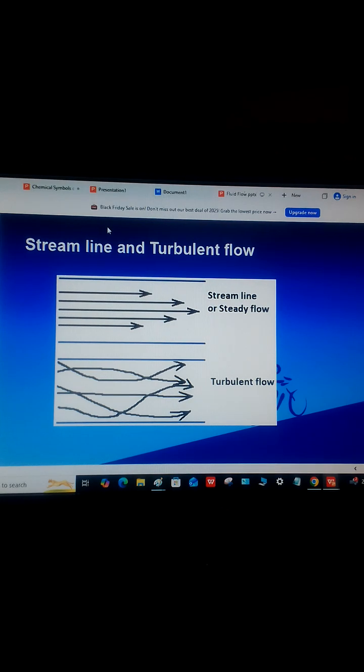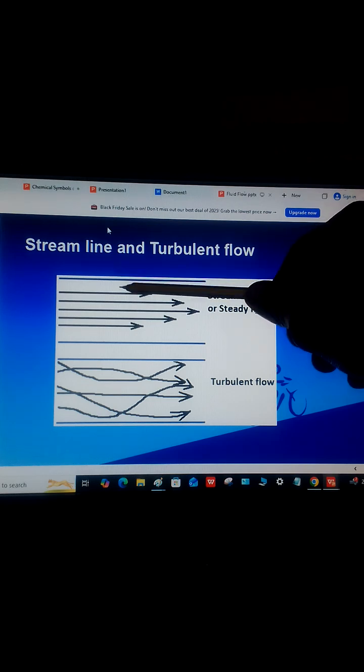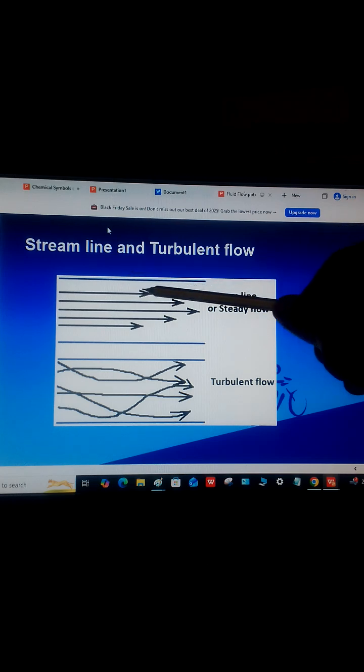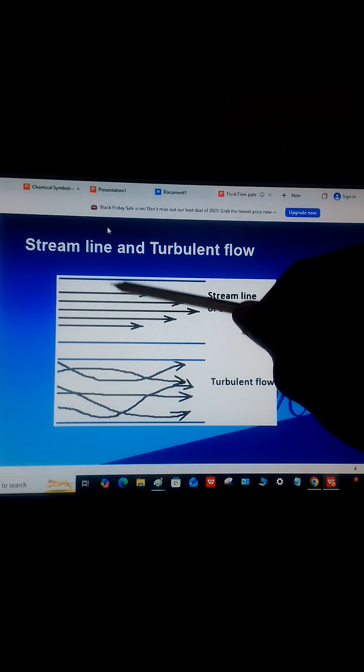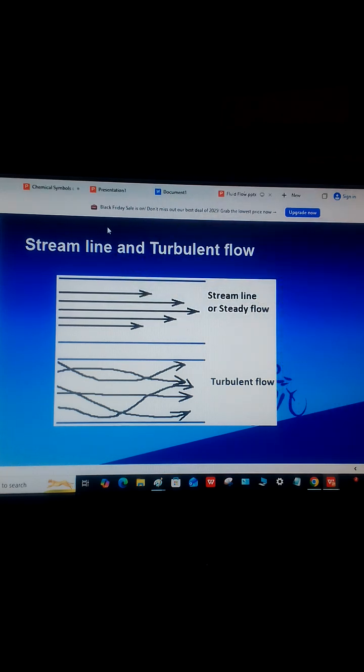At any given point in the fluid, every particle of the fluid travels in the same direction and with the same velocity. So if you pick any point in the fluid in streamline flow, you find that every particle that is moving through that point moves in the same direction and at the same speed.